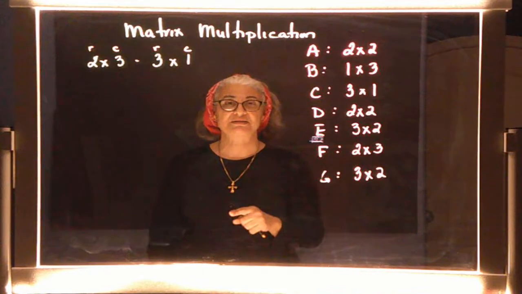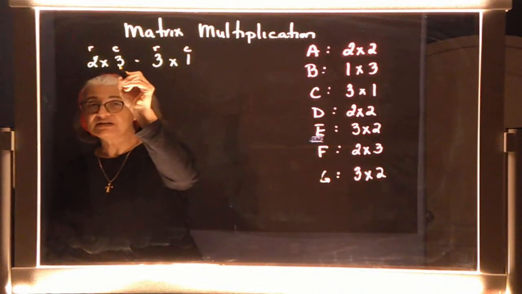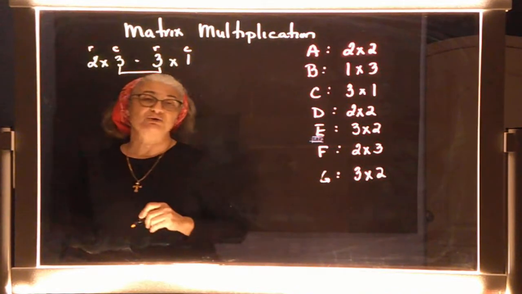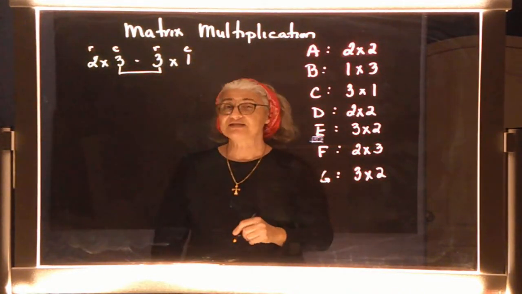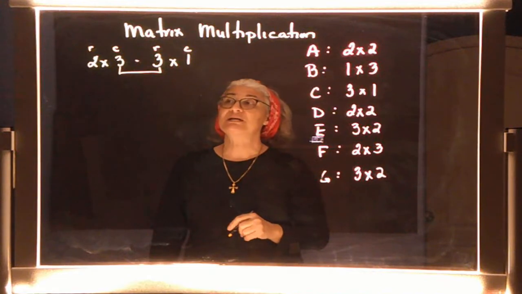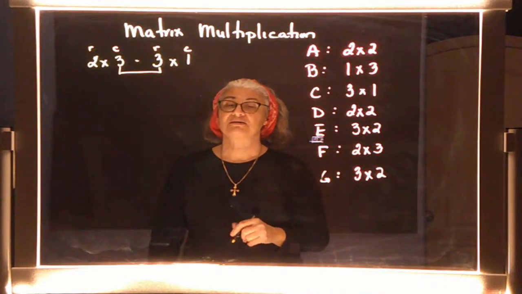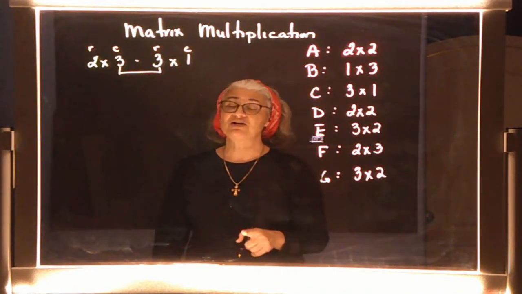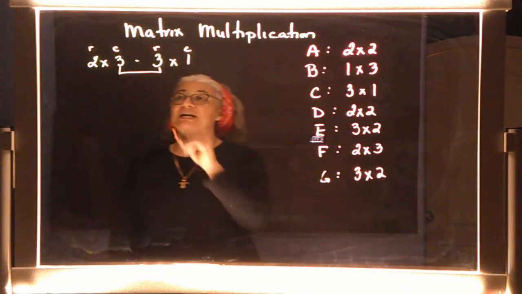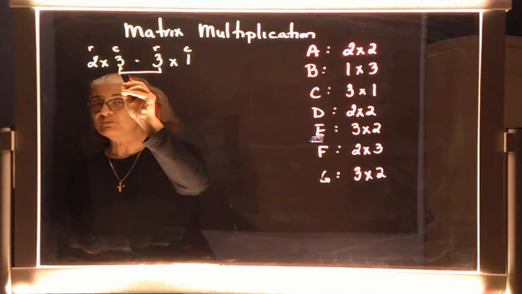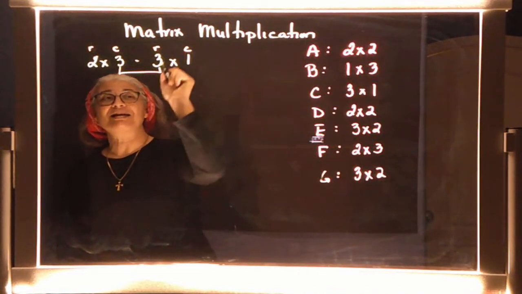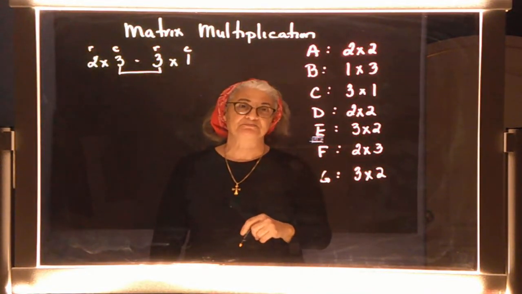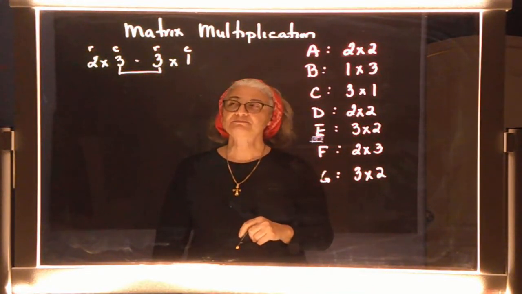I am looking to see if the number of columns in the first matrix is the exact same as the number of rows in the second matrix. That's what I'm looking for, because if they are, then I can multiply them together. If the number of columns in matrix 1 is exactly the same number as the number of rows in matrix 2, that means I can multiply them together. With me? Okay.